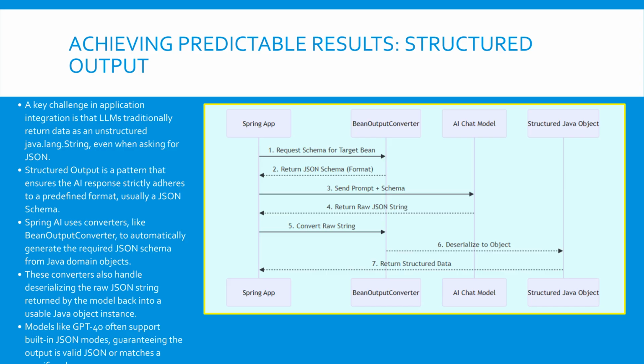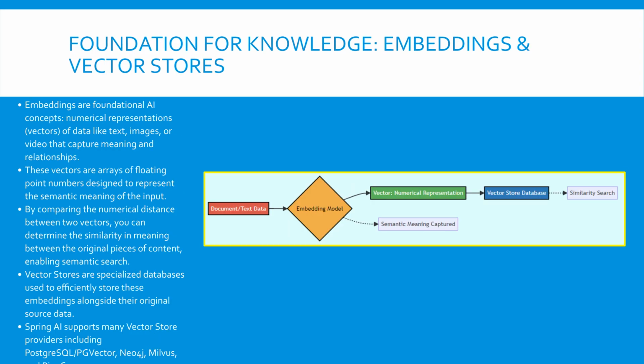To build intelligent applications that use your private data, we first need a way to translate human language into something a computer can understand mathematically. This is the role of embeddings.